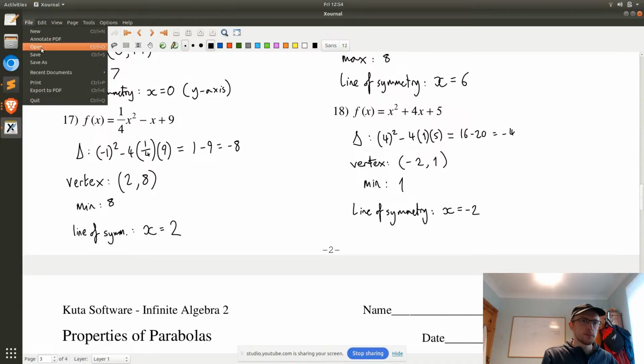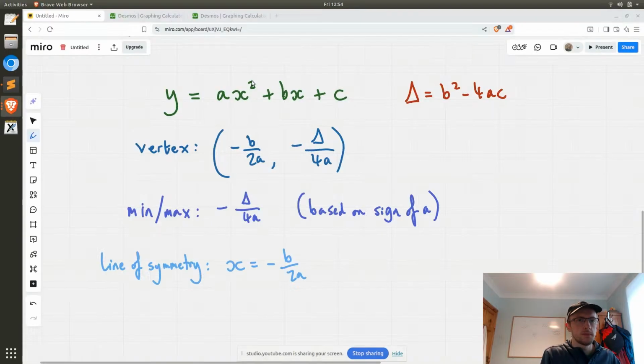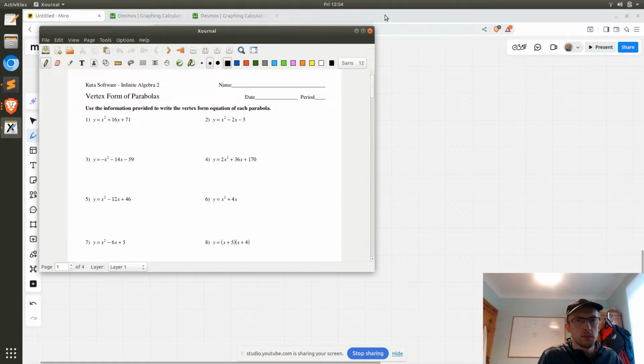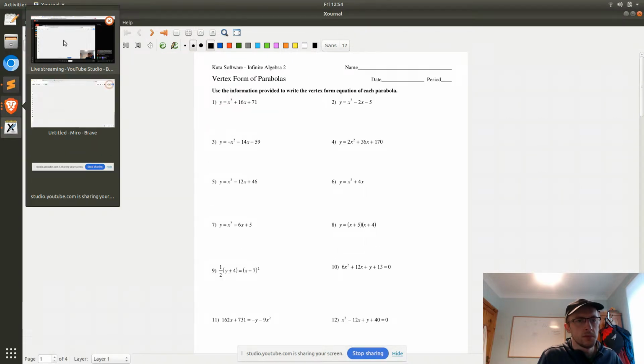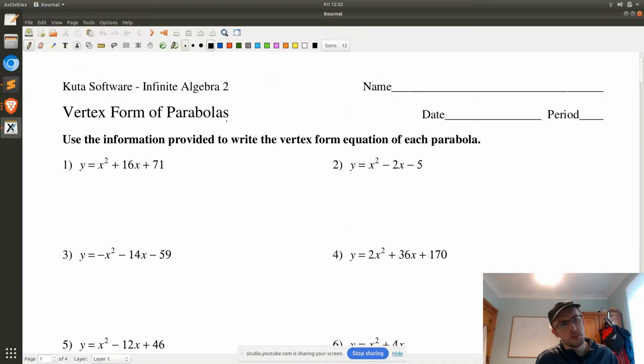Okay. Next. Use the information provided to write the vertex form equation of each parabola.